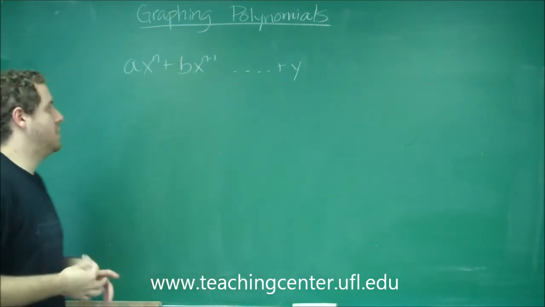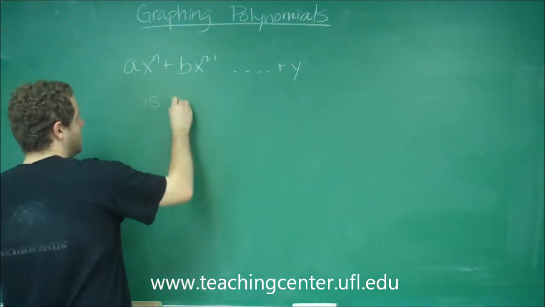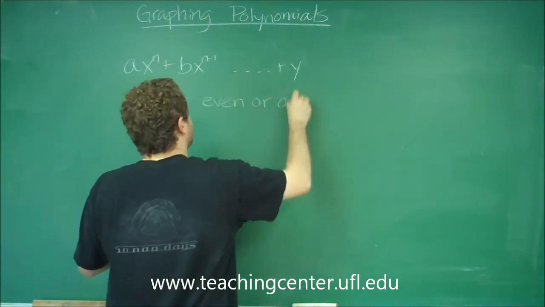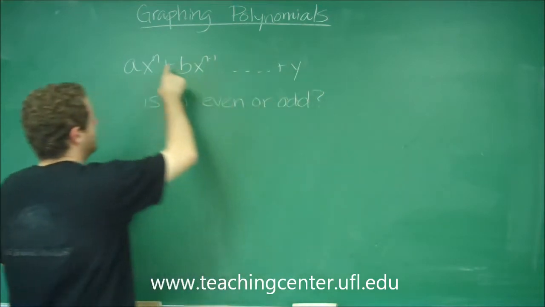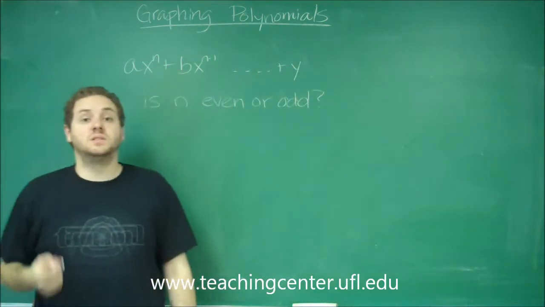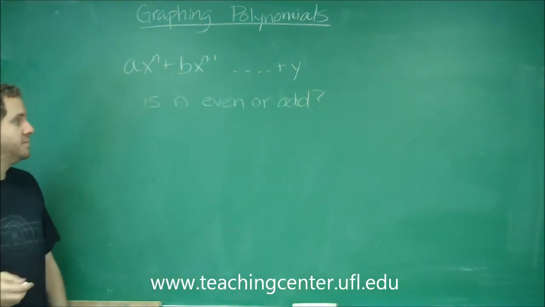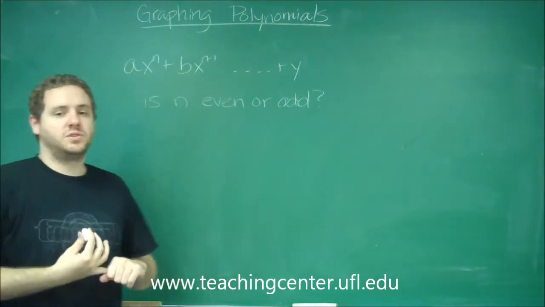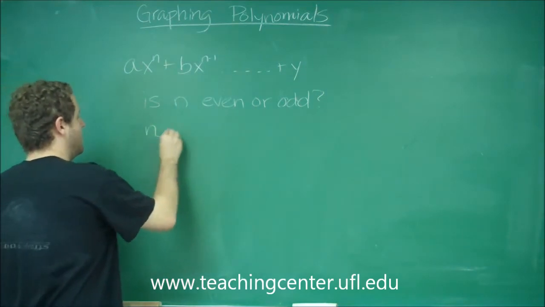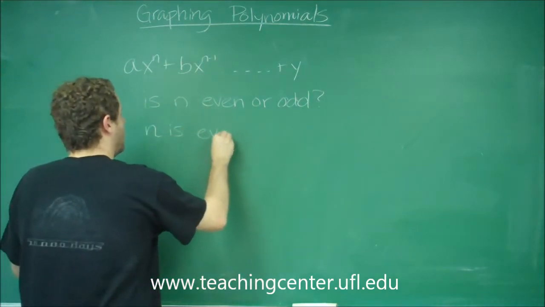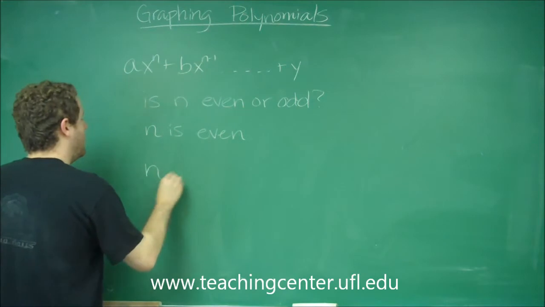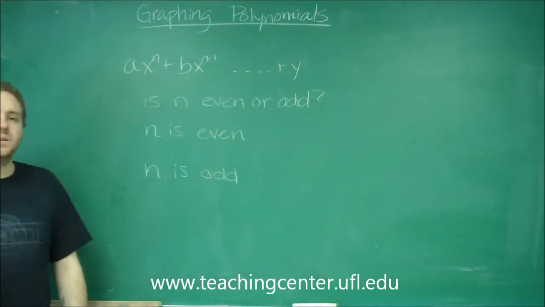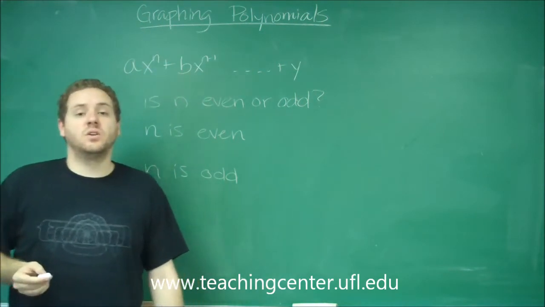So the first thing you want to think about is, is n even or odd? N, of course, being the highest power of x, in other words, the degree of the polynomial. And you want to think about if it's even or odd because that tells you the end behavior of the function. If n is even or n is odd, we get two different results. N is even means the end behaviors are the same.